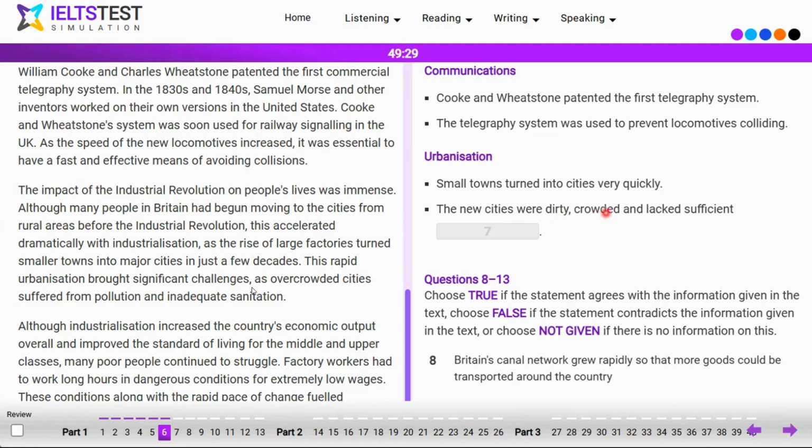So what is missing here? Inadequate sanitation. That's going to be what? Lacked sufficient sanitation. Sanitation. That's going to be my answer for number 7. I hope you guys are with me.